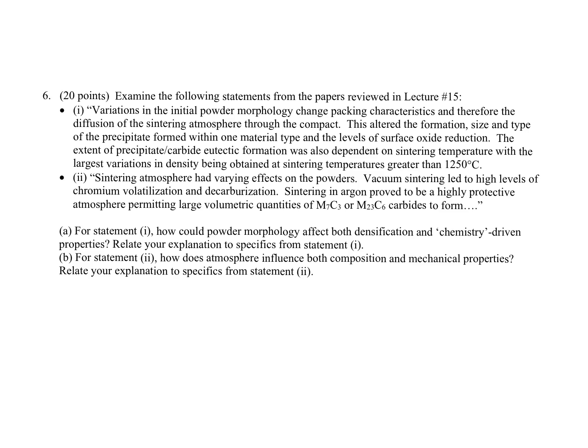This altered the formation, size, and type of the precipitate formed within material type and the levels of surface oxide reduction, which is just what I said. The extent of precipitate carbide eutectic formation was also dependent on sintering temperature, with the largest variations in density being obtained at sintering temperatures greater than 1250 degrees centigrade. All right, and that should be something that you are familiar with. You know how atmosphere can affect carbon content, for example. And we know that's also thermally dependent as well.